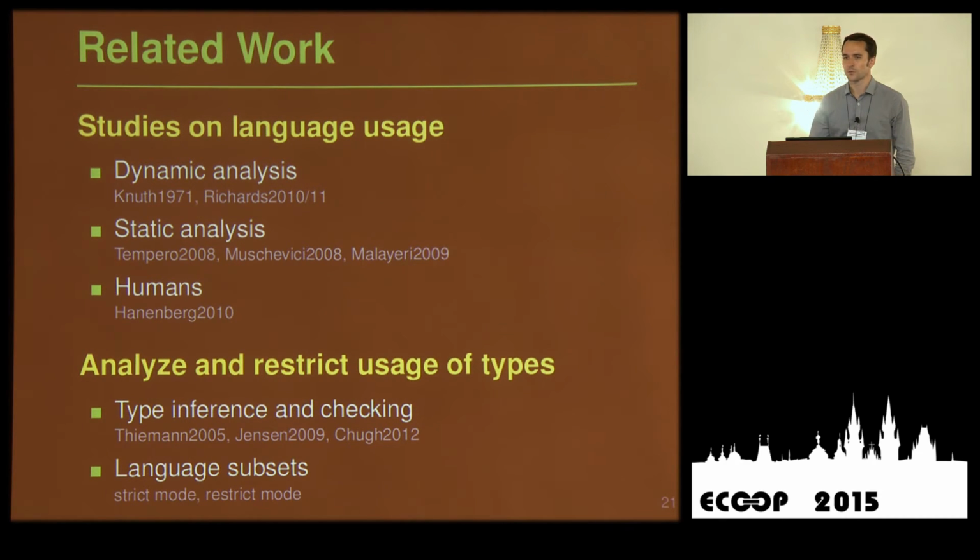The other stream of related work is approaches to analyze and restrict the usage of types. For example, there has been work on type inference and type checking. And actually, some of this work makes assumptions about type coercions that we show to be false. Some of these analyses assume that type coercions do not exist, or they assume that all type coercions are an error, both of which we show to be not the case.